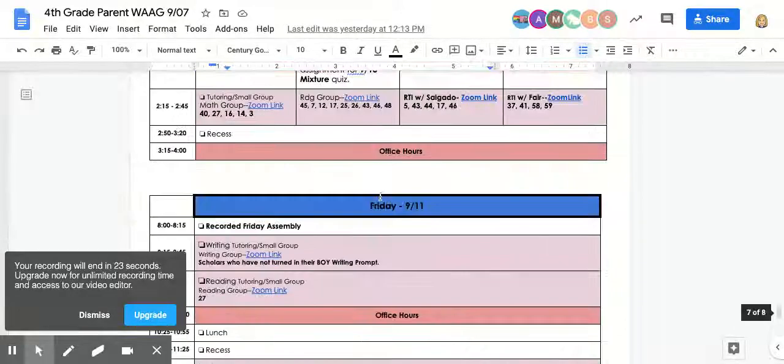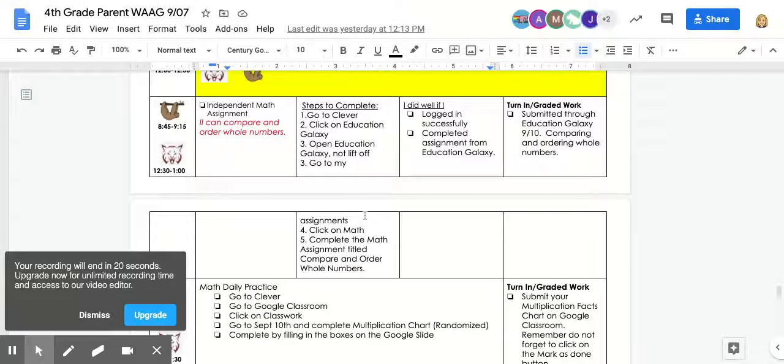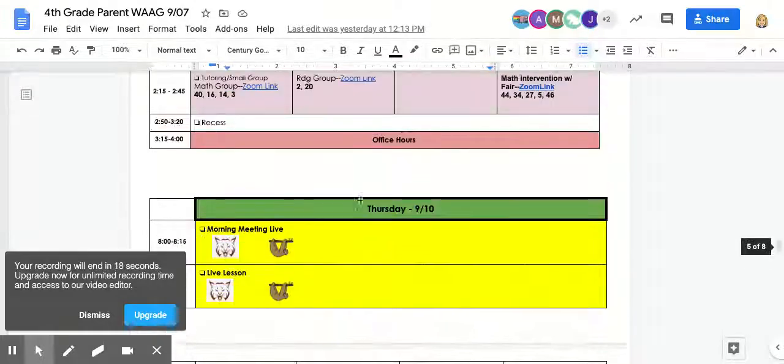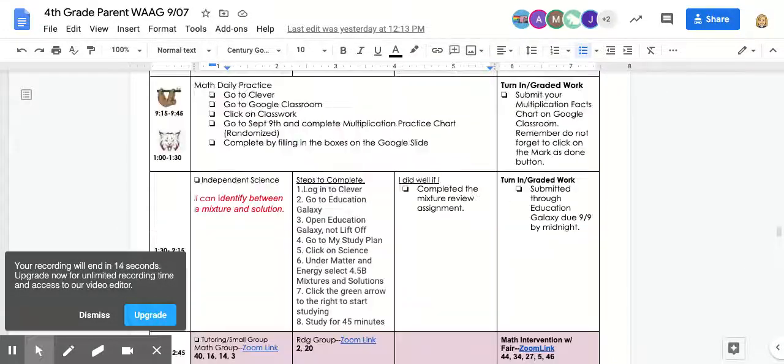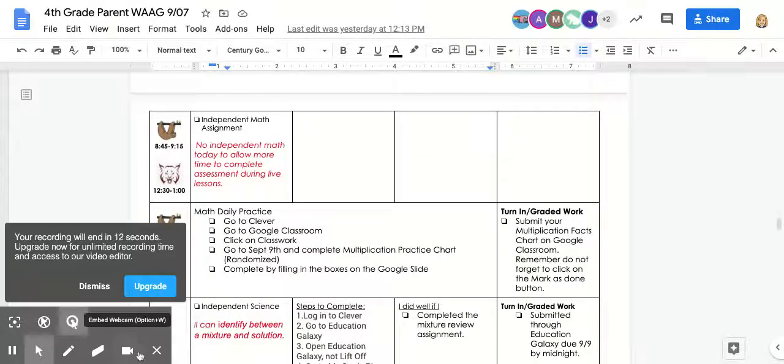Please reach out to Miss Belcher on Dojo or Miss Slack on Dojo if you are not understanding the parent WAG. Please make sure you are scrolling down to look at each of the assignments.